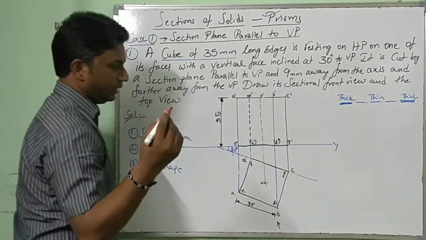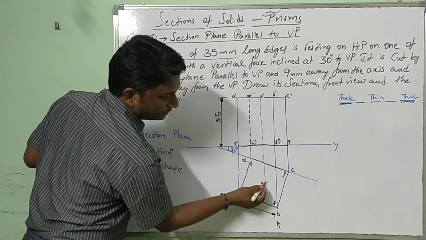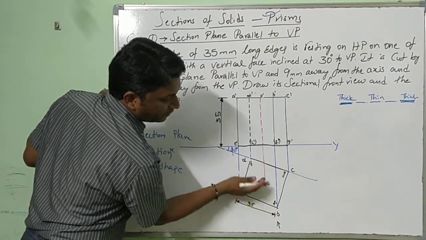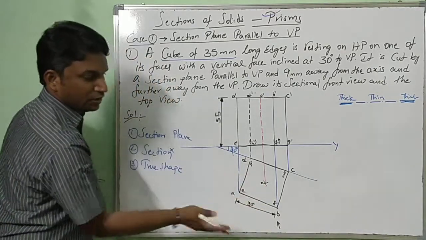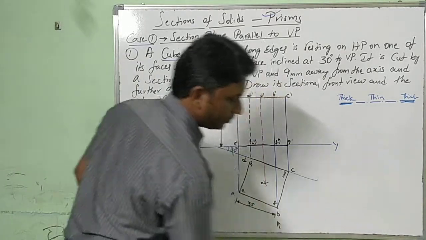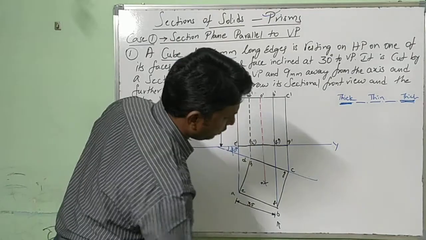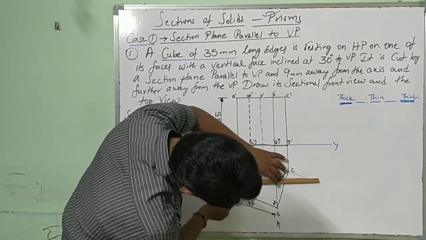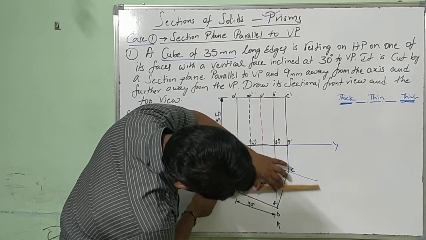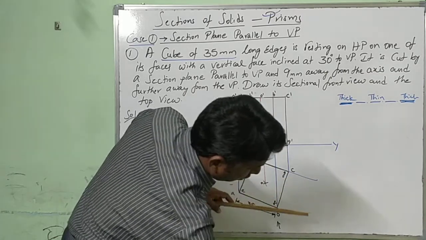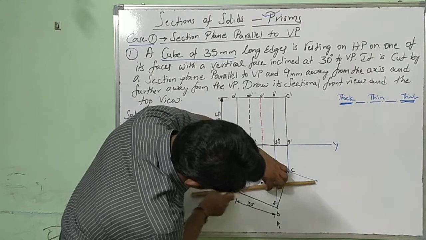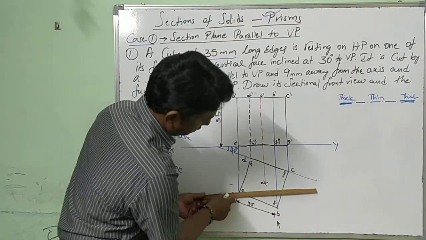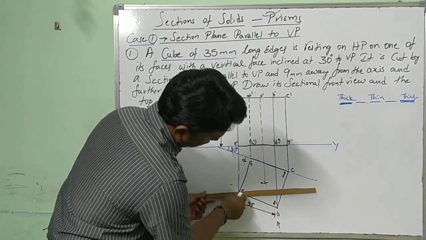Let me use my red. See, this is the center. This is your XY line. From the center of the axis, 9 mm away means below you have to draw 9 mm. That means what you can do is mark a parallel line, and from that, draw a 9 mm line. Here.